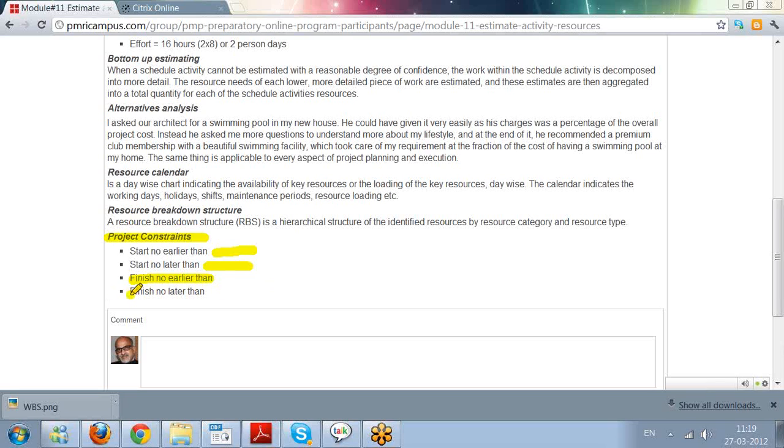Finish no later than: don't continue a construction project after May, especially the externals of a house, because it may be raining very heavily. These things help us come out with a schedule which is practical in all aspects. So that is the application of project constraints: start no earlier than, start no later than, finish no earlier than, and finish no later than. These need to be factored in while drawing your final schedule. Otherwise, we'll get a beautiful schedule which is not implementable. Thank you.